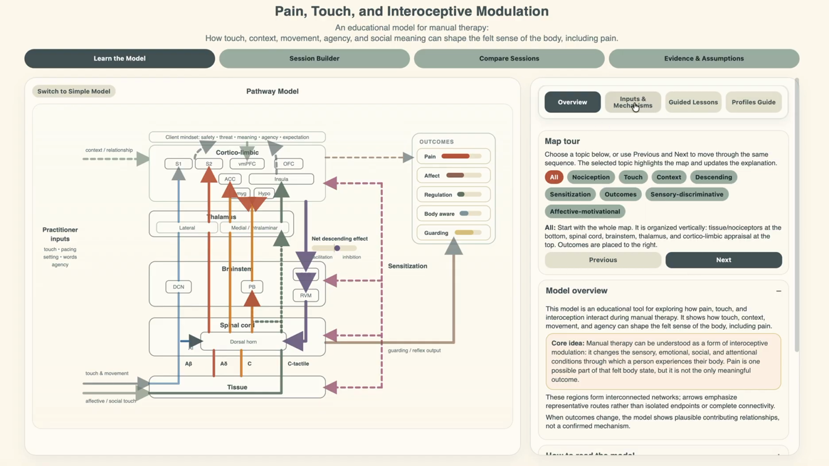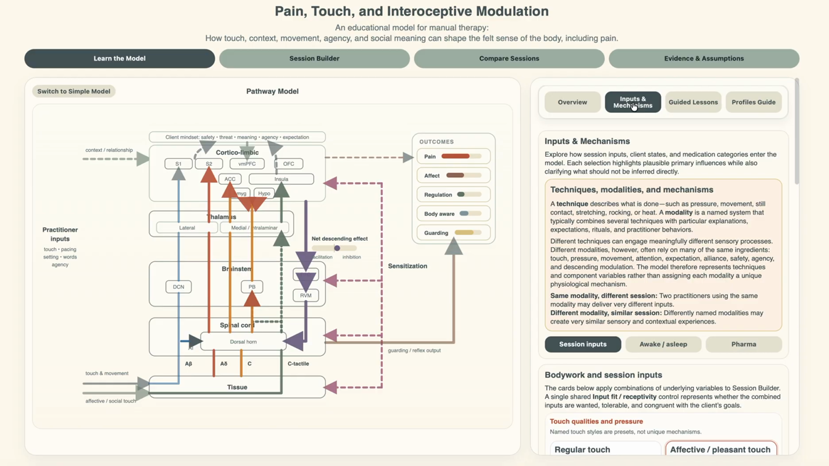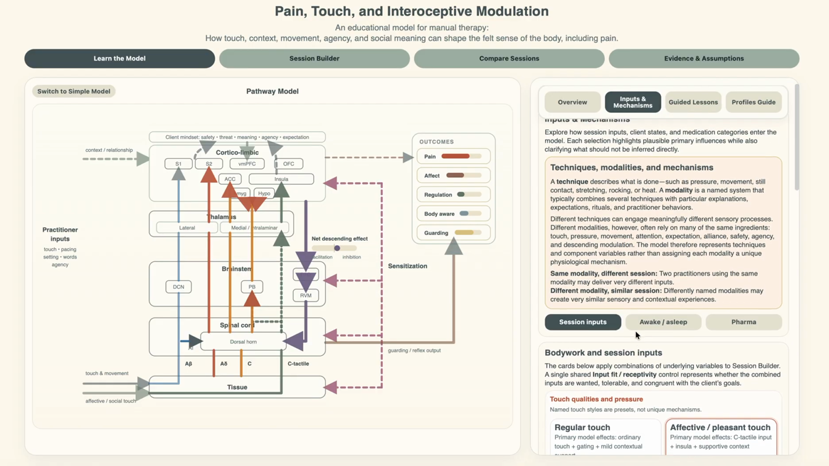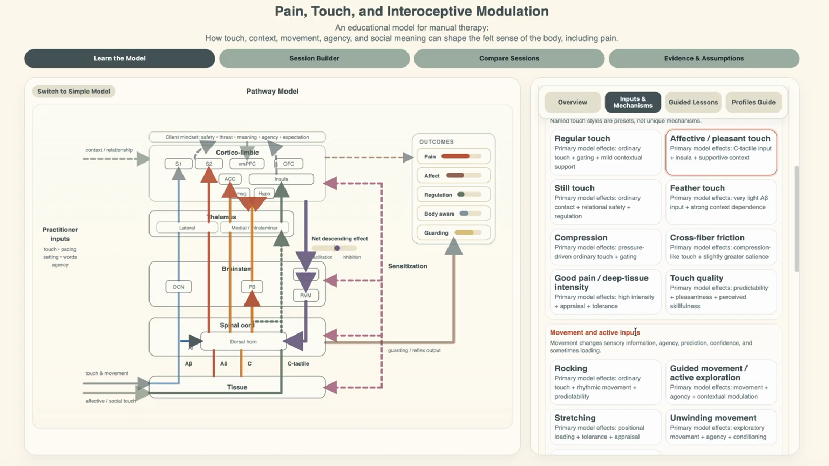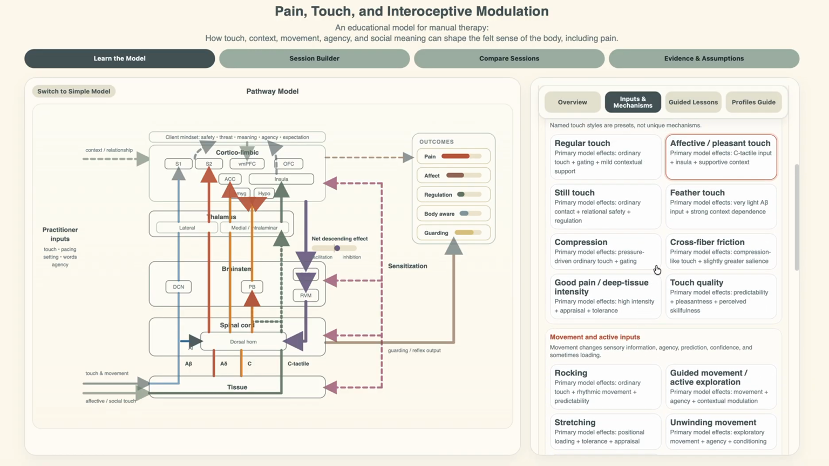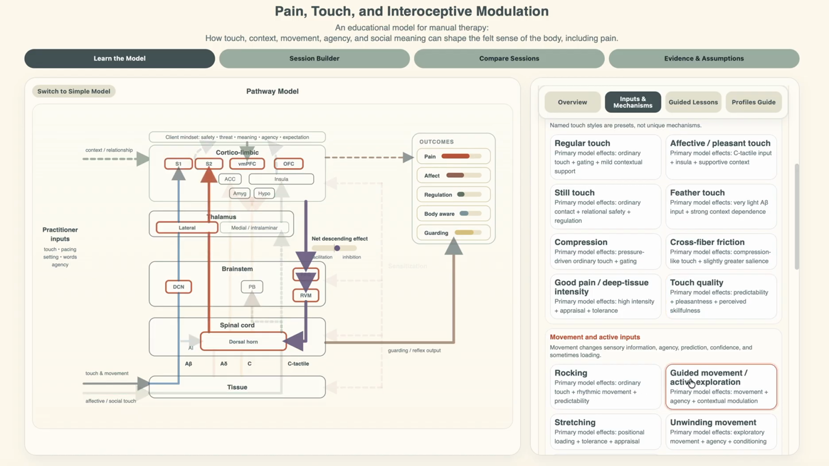Now if we switch over to the inputs and mechanisms section, the model doesn't assign a unique physiological mechanism to every named modality. Instead, it asks what is actually happening during the session. So we can go down here and look at different kinds of inputs. There might be ordinary touch, affective touch, pressure, movement, stretching, rocking, heat and cold, or an input that reduces ongoing nociceptive drive. Lots of different kinds of things we can play with to see how it affects the system.